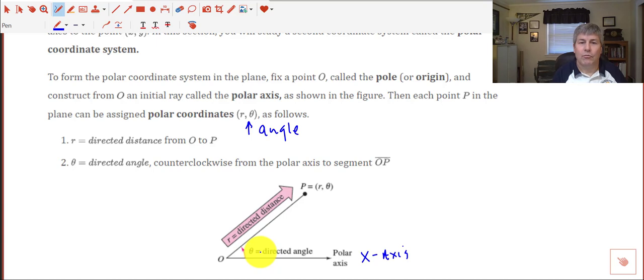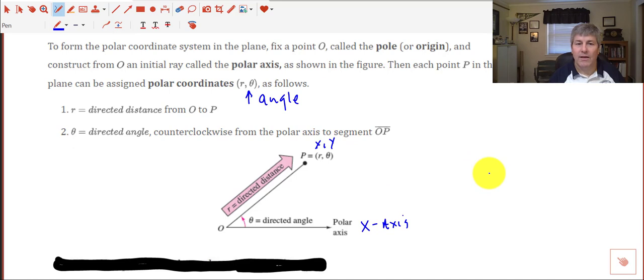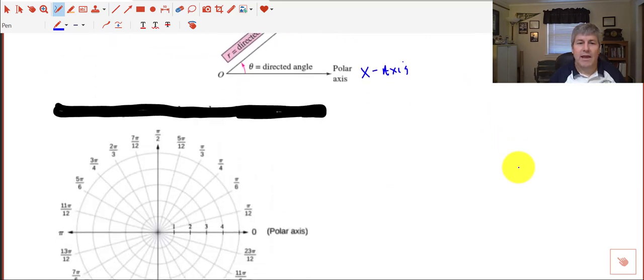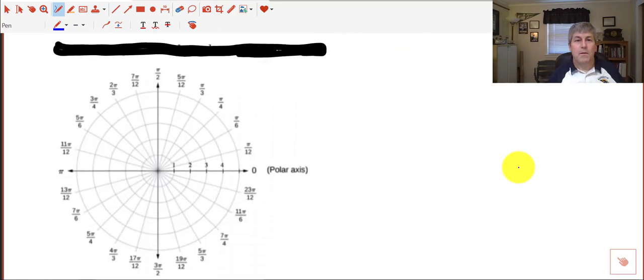Our r is a directed distance from our pole to some point P, and our theta is a directed angle counterclockwise from the polar axis. Instead of an x and a y, now we have some distance r from the origin, from the pole, and we have some angle, some theta, from the polar axis. And what that does is create a circular kind of polar plane, if you will.